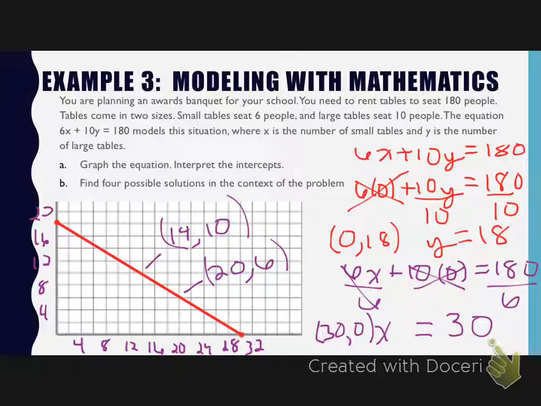And remember what these solutions mean. Remember, our x is going to be small tables, y is large tables. So 20 small tables, 6 large tables. 14 small tables, 10 large tables. That's what that problem means. So let's look at one more example here.